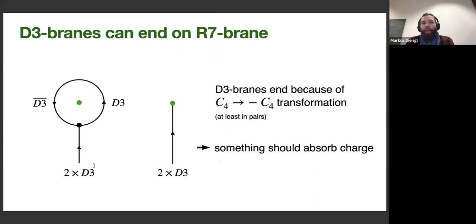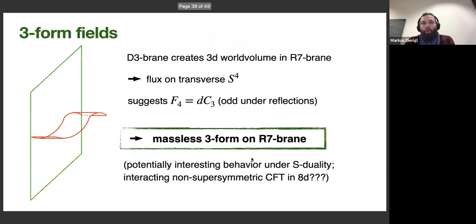So let's take the same configuration. Let's loop around one of the directions of the D3 brane, then collapse the circle. And this tells you actually that a D3 brane should be able to end on our R7. And that's now very different from the 7 branes in F-theory because C4 is trivial under the monodromy. And once more, there should be something that absorbs the D3 brane charge. So if you want the picture, this is now really the world volume of the R7 brane, and you have a D3 brane that ends on a one-dimensional lower subspace, so a three-dimensional submanifold of your R7.